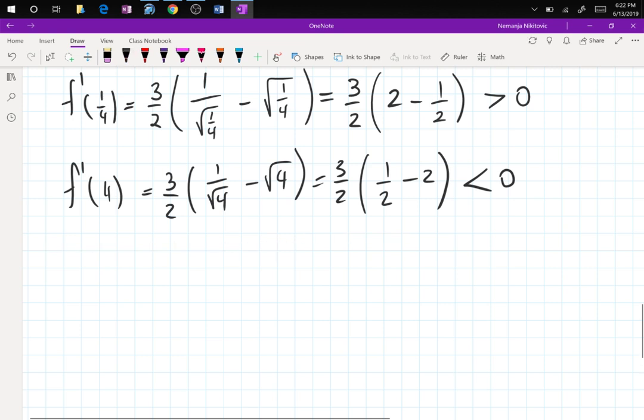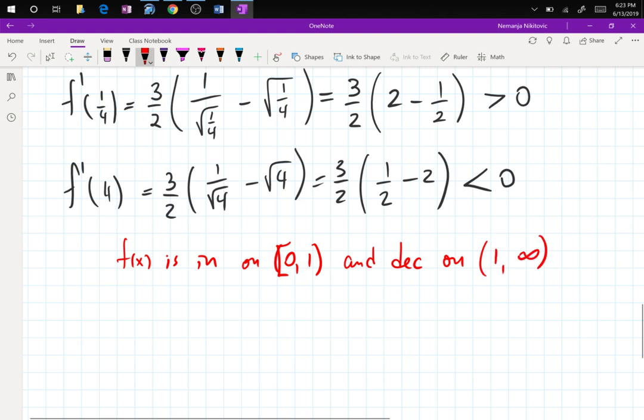Now, we did the first derivative test, and we can say that f of x is increasing on 0 to 1 and decreasing on 1 to infinity. I am using a square bracket here for 0 because that was provided in the problem.